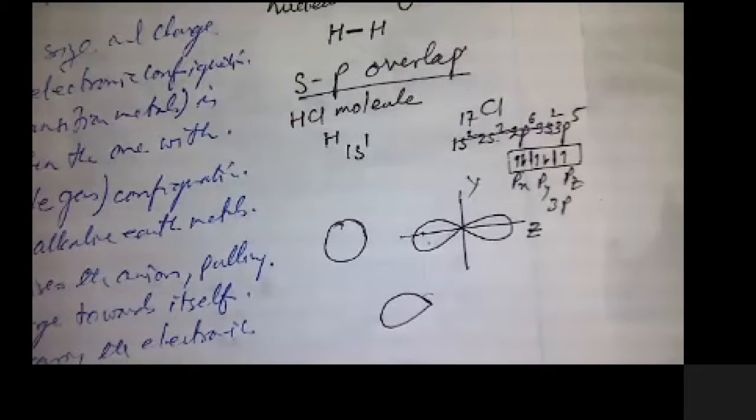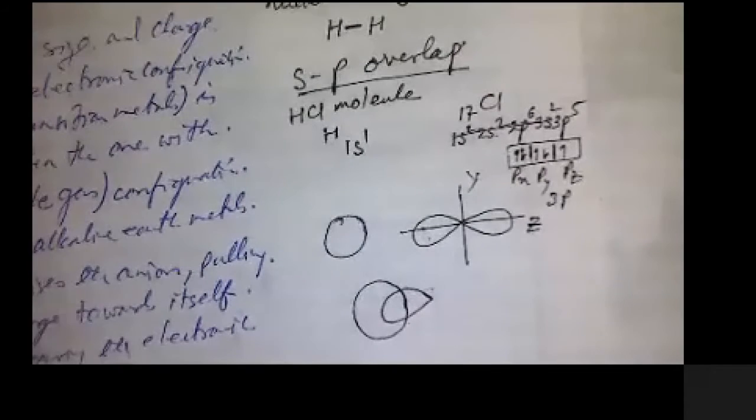So when it overlaps, suppose this side is overlapping. This will overlap with this. S has no direction, so for S, no problem. P has overlapped in this way. So this is your common zone now. In this common zone, these will be your electrons. So electrons are present here.